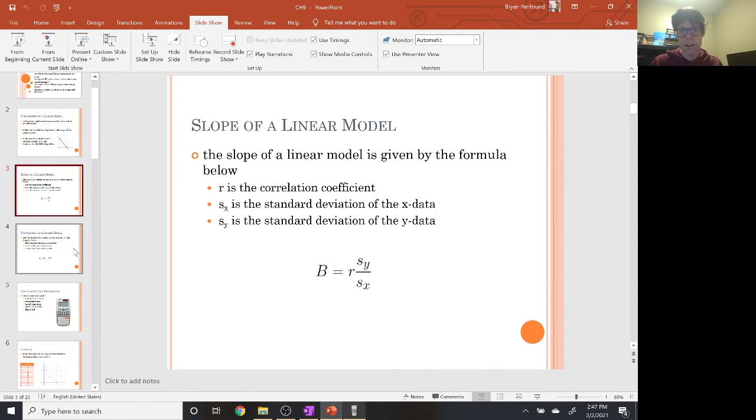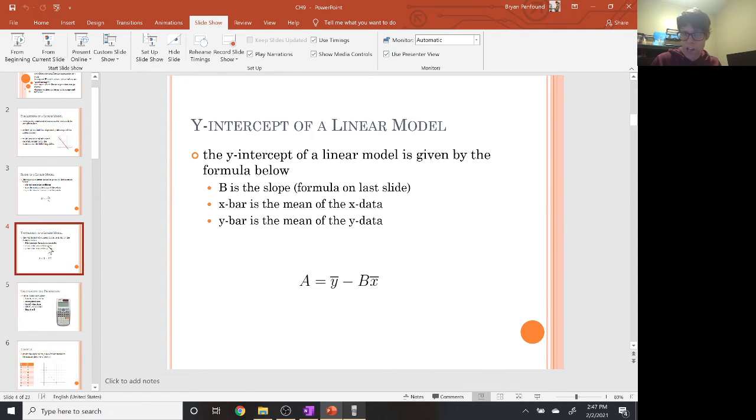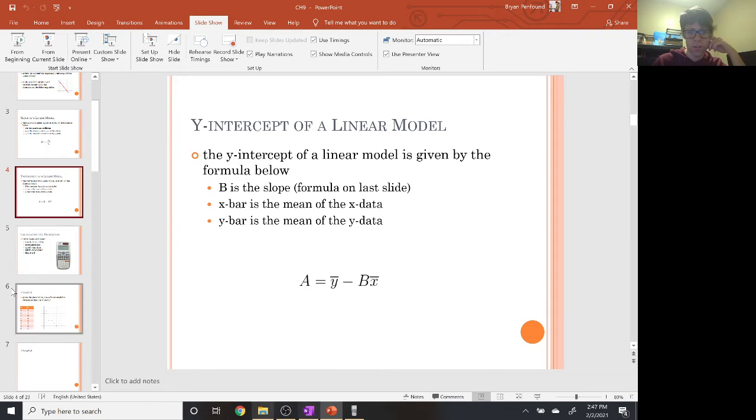And I'll let you guys verify that indeed capital A does come out to be the same by taking y bar minus negative 1.21 times x bar. So you can do that again in the var submenu if that's something that you want to look into.